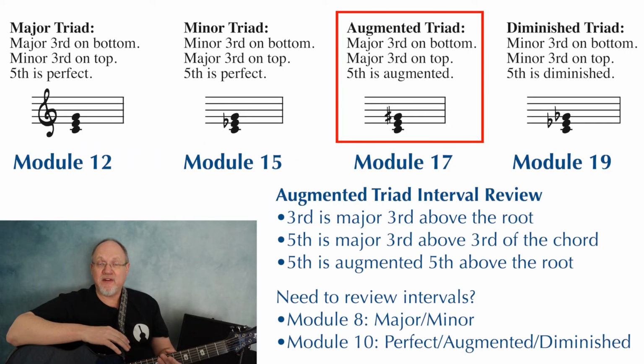You learned about augmented triads in Module 17. An augmented triad has two major thirds. The distance from the root to the third of the chord is a major third, and the distance from the third of the chord to the fifth of the chord is also a major third, and the distance from the root to the fifth is an augmented fifth.